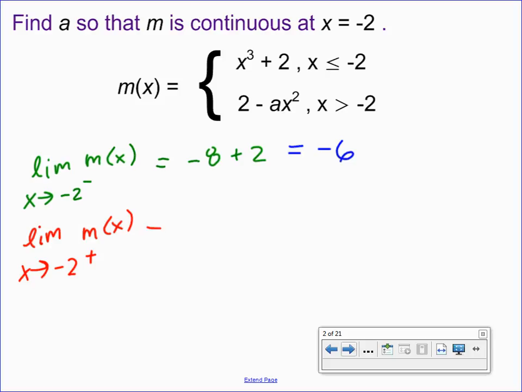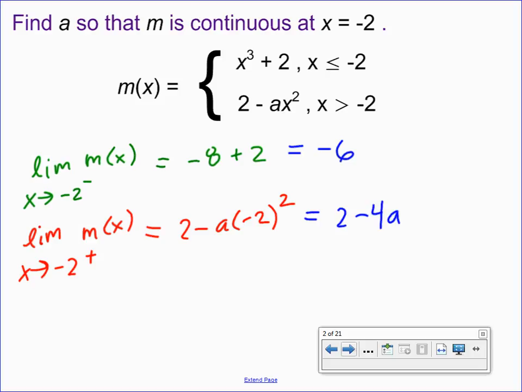All right, is negative 2 in the domain of this quadratic polynomial? Absolutely. So we can do direct substitution. I can drop my limit and go right to 2 minus a times negative 2 squared. And this is an order of operations question. Negative 2 quantity squared would be 4, times the a out front is 4a, so 2 minus 4a. I'm getting 2 minus 4a.